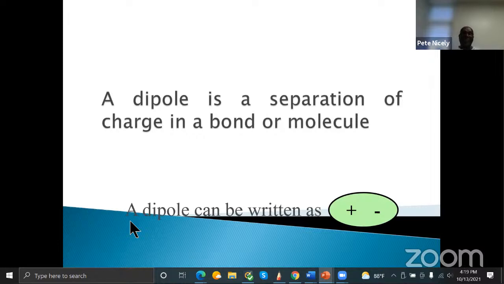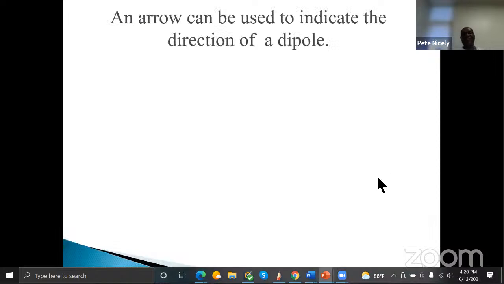And we can simply write a dipole like this, right? Just indicating that one end of the bond or molecule has a partial plus charge and the other end has a partial negative charge. Now, the thing about a dipole is that it's a vector quantity, which means that it has both magnitude and direction. And the directional property of a dipole is very important. You're going to see later on when it comes to molecules.